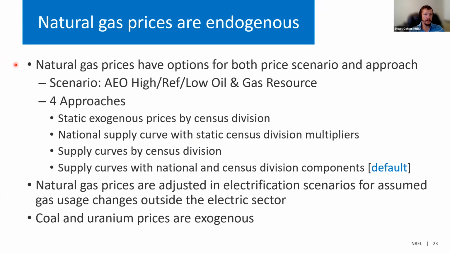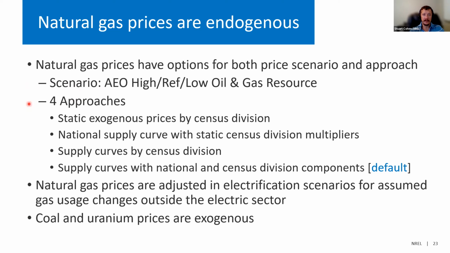So on the fuel price side, I'll start from the bottom because that's simpler. Right now we're just using exogenous assumptions for coal and uranium prices. These come from the EIA Annual Energy Outlook. But for natural gas, since its usage and price formation is more tied to the electric sector, we have a lot more options there. We have different scenarios around resource availability that give you effectively high, mid, and low price natural gas.